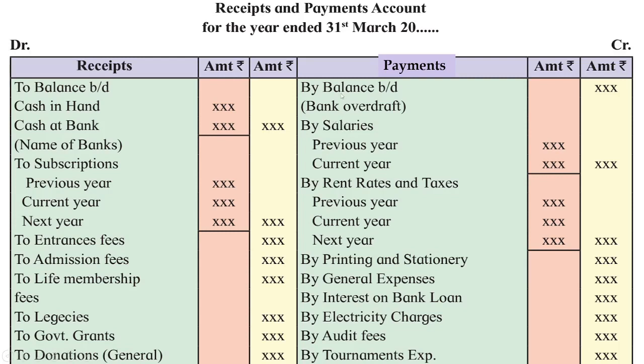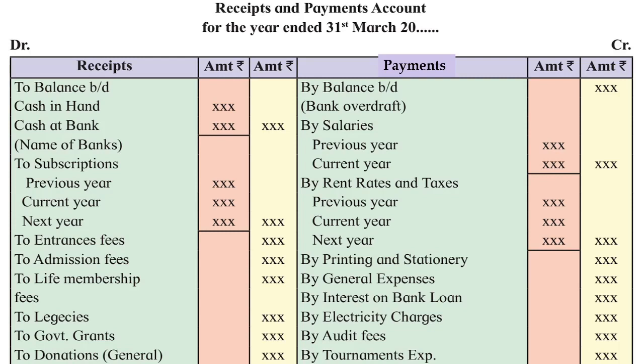Now see one by one. Balance brought down. Again, this is the opening balance. Do not consider it. If an opening balance sheet is prepared, then consider it as a bank overdraft. Thereafter, salaries: see salaries for previous year, current year, whatever. We make an adjustment and transfer to the expenditure side. Thereafter, rent, rates, taxes. Again, these are revenue expenditure. Transfer to the expenditure side. Then printing and stationery, general expenses, interest on bank loan, electricity charges, audit fees, tournament expenses, all these are revenue expenditure, hence transfer to expenditure.